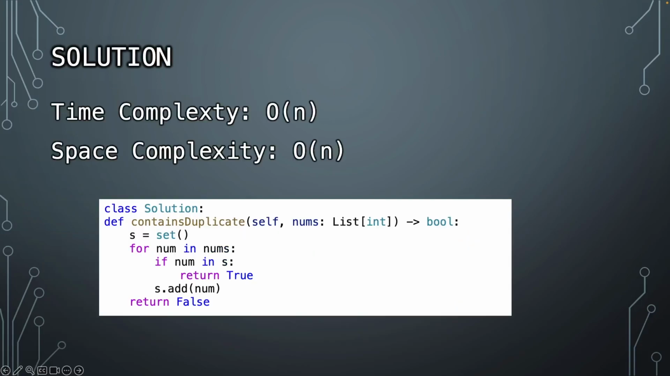The time complexity of this algorithm is O of n, since we must go through each element in the list, and the space complexity is also O of n, because in the worst case, we need to make a set that is the same size as the original list, using the same space as our input.